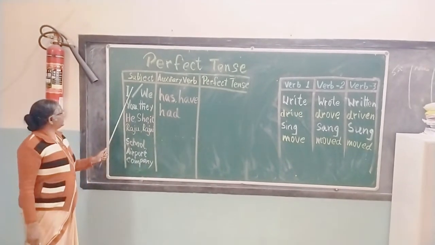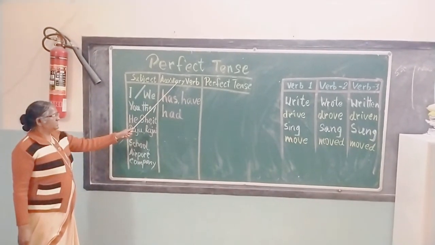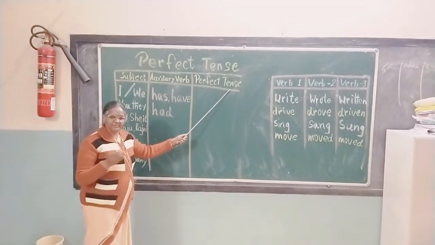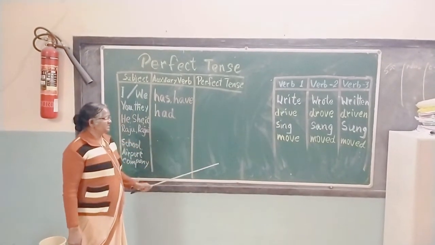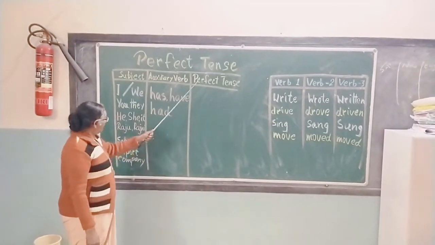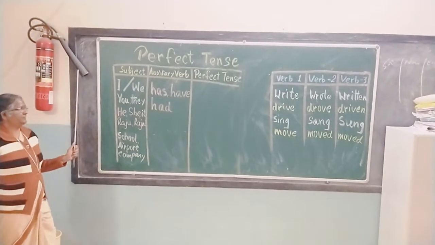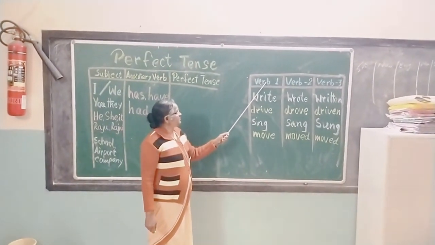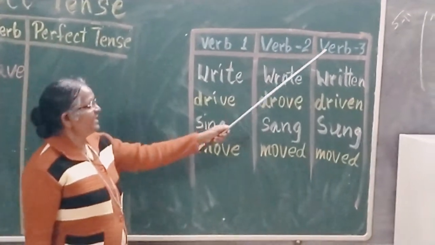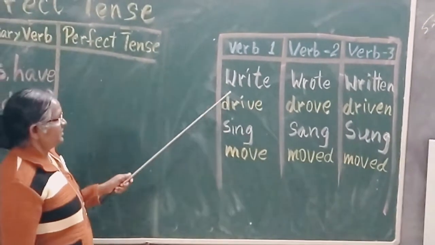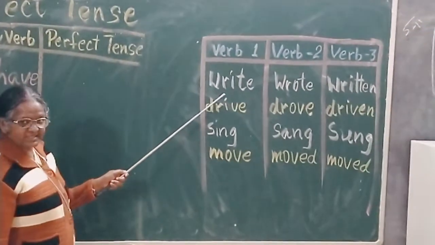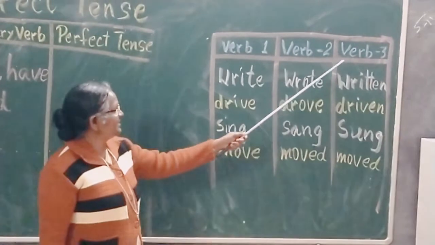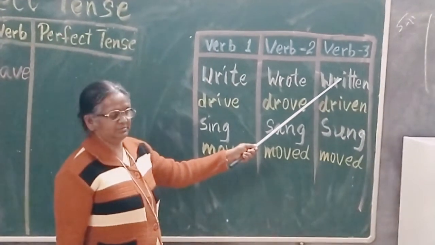In perfect tense, we use the subject, auxiliary verb, and the perfect tense, whether it is the present tense form or the past tense form. Before learning about this, I wish to introduce to you verb number 1, verb 2, and verb 3. In the present tense it is write. In the past tense it is wrote, and in the perfect tense it is written.